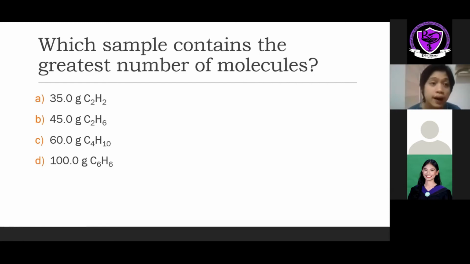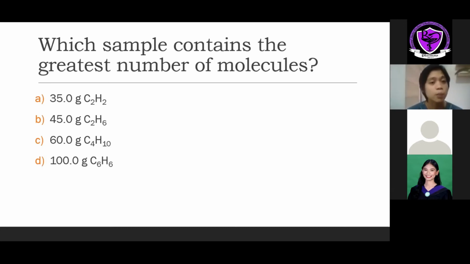So for this one, which sample contains the greatest number of molecules? To understand this question, we need to recall what we will use to determine the number of molecules. To do that, we're going to use Avogadro's number. Avogadro's number says 1 mole of a substance contains 6.023 times 10 to the power of 23 molecules. So here, we will look for which has the most moles.